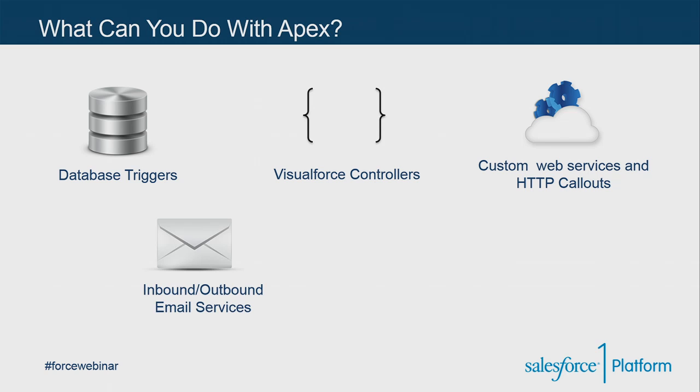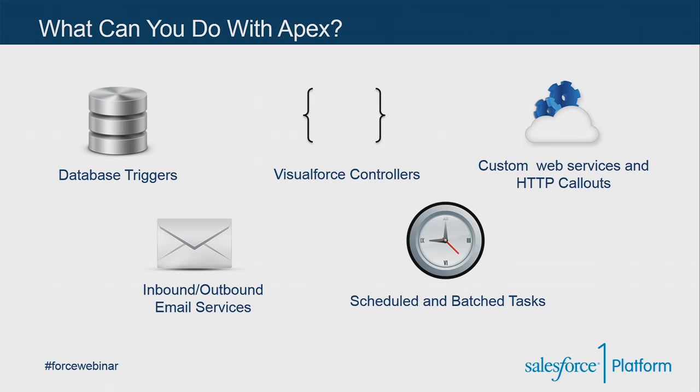Inbound and outbound email services. You guys have all seen on the App Exchange a lot of different email service provider applications. You could write your own with inbound and outbound email services. And there's also scheduled and batched tasks. With Data Loader on your desktop, the Data Loader that you download from within Salesforce, you can do some scheduled and batched tasks, but you can make those even more customized to your own needs if you use Apex.